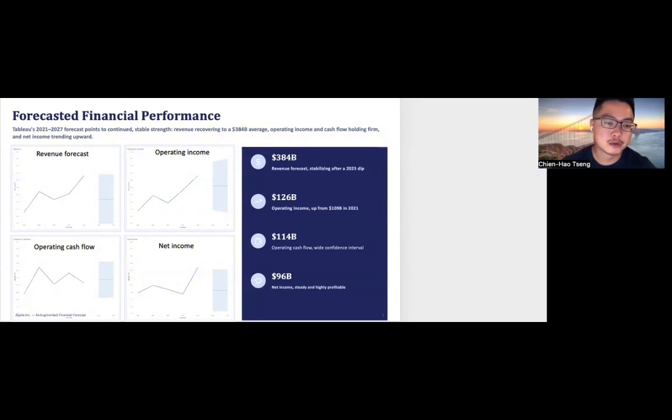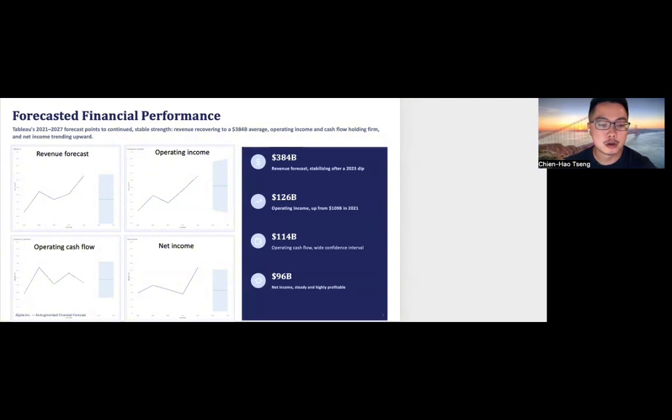Starting with their revenue, Apple grew from about 366 billion in 2021 to 416 billion in 2025. Although there was a small decline in 2023, their revenue recovered quickly and reached a new height in 2025. Tableau predicts revenue will stabilize at around 384 billion, indicating steady growth rather than rapid expansion.